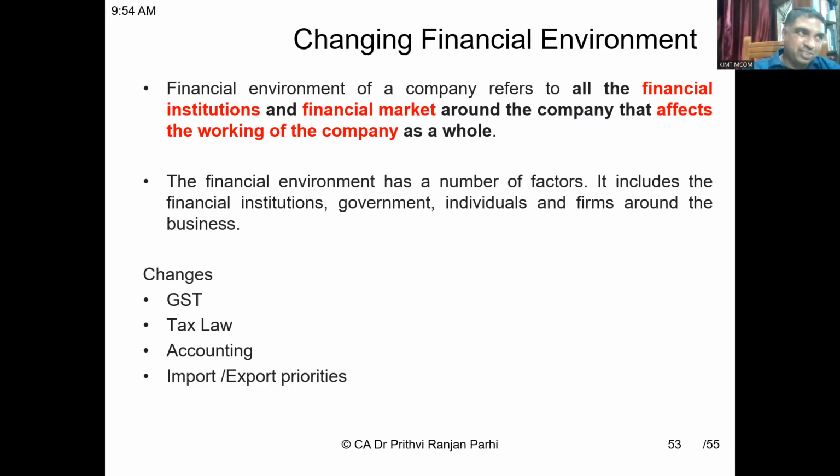If that is so, as a finance manager, it is his responsibility to ensure that these changes are addressed properly so that each stakeholder is satisfied. Okay, so I think you have understood this concept, what this changing financial environment is, and what the role of the finance manager is. The finance manager's role is to address the situation.